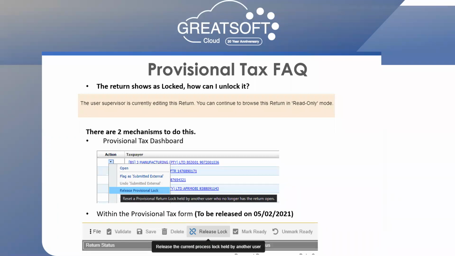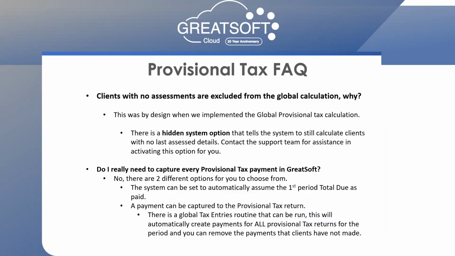So we've implemented a release lock feature, which can be hit from the dashboard. You can click the little action button and say release lock. Or as of the update being released this Friday, we've implemented a release lock button on the form itself. I know it's taken us a long time to get there, and it was a complete oversight on our side, but we have now added a release lock button to the provisional tax form that will allow you to do it completely within the form instead of having to close it and use the dashboard.